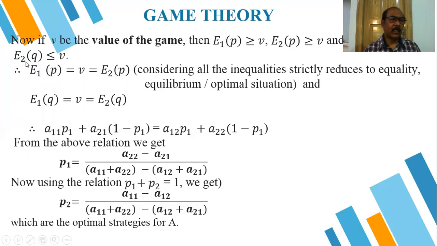That means the expectation E1P, when player B chooses course of action 1, strategy 1, and when player B selects course of action 2, strategy 2, it is E2P. So both will be the same. Similarly, we can say E1Q is equal to V is equal to E2Q. So V is the value of the game.